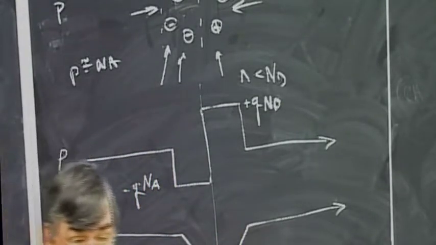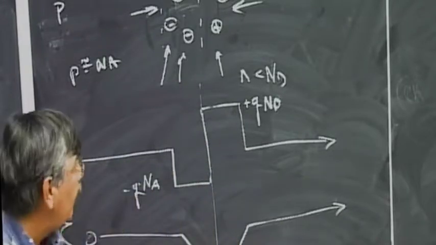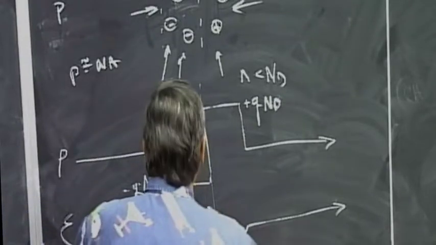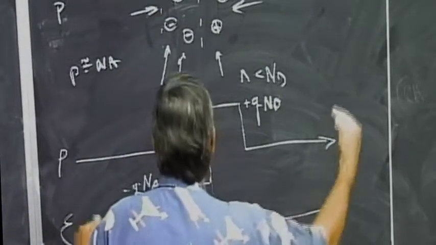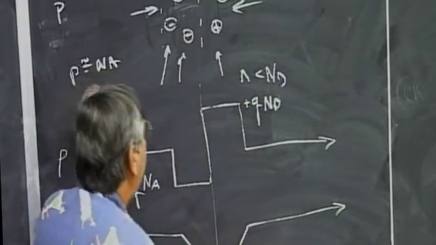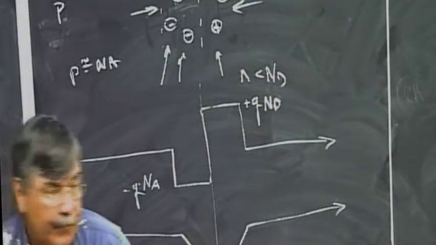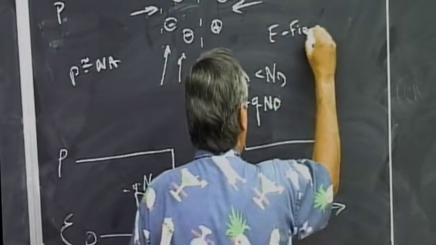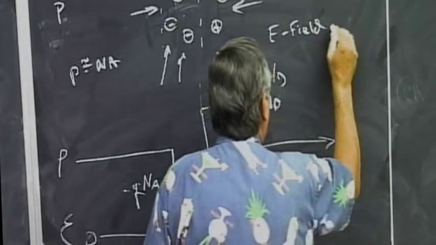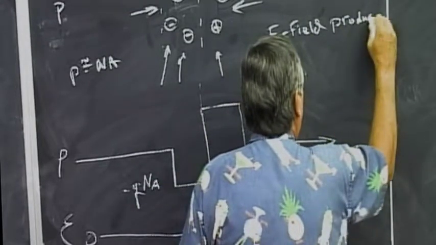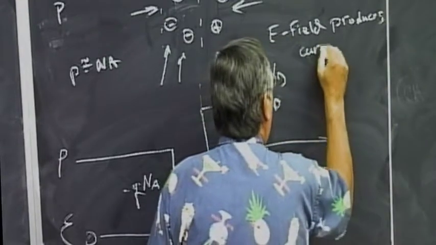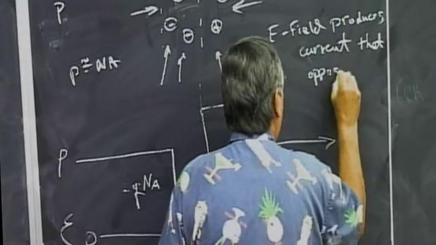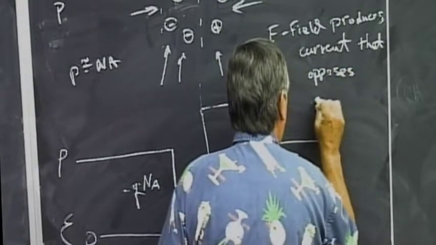Now the reason the field is important is that the field is producing a net current in the opposite direction. If we put an electron in here, it will tend to move away from the direction that it wanted to diffuse. So there's an electric field that produces a current that opposes the diffusion. This is all in the notes, but some people like me to write this stuff down.